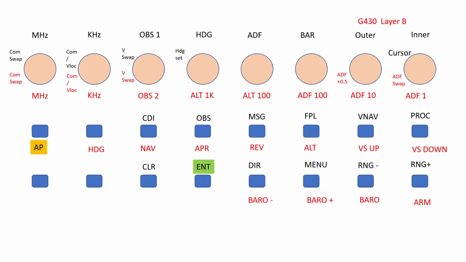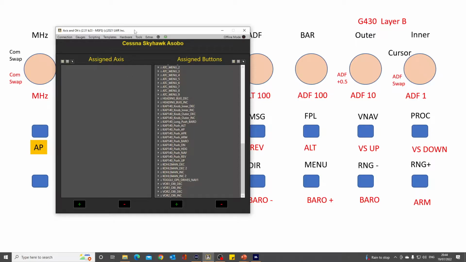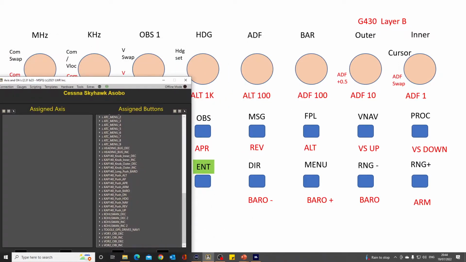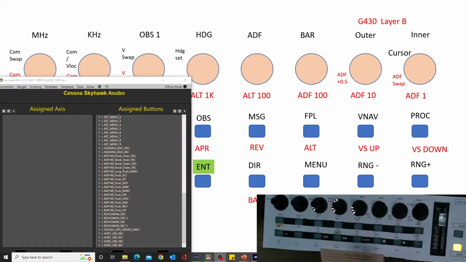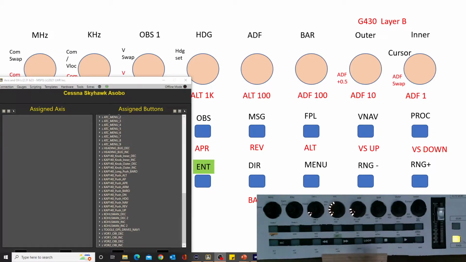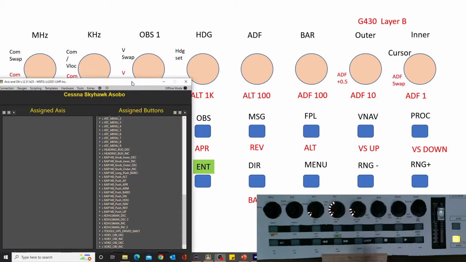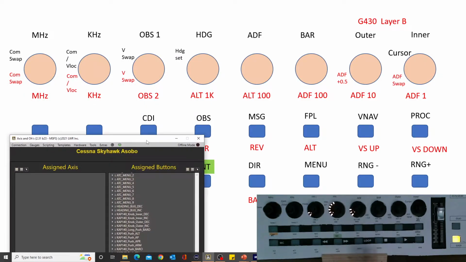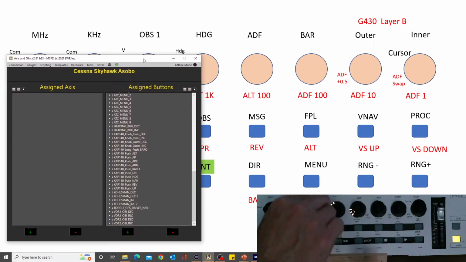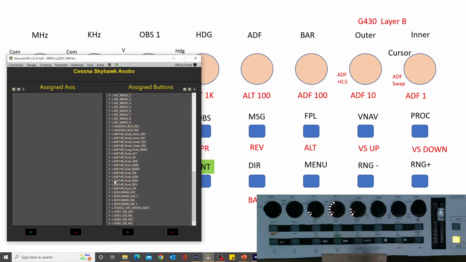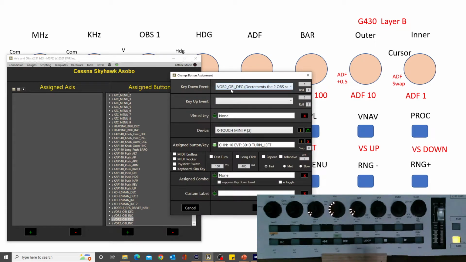One of them being how we set the OBS2. If I bring in my actual Stream Deck here, let's get that line up a bit better. If I turn the OBS knob here, you can see that it lights up VOR2 decrement, and obviously there's an increment version, so they're the two that I set.